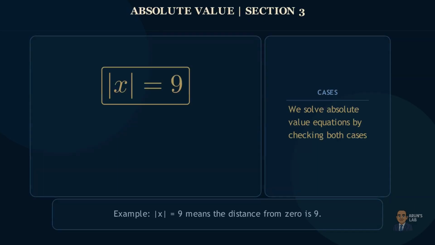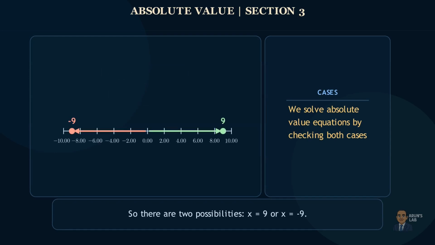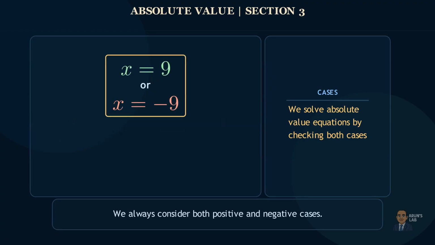See another example. The absolute value of x is equal to 9. There are two possibilities, x equal to 9 or x equal to minus 9. We always consider both positive and negative cases.